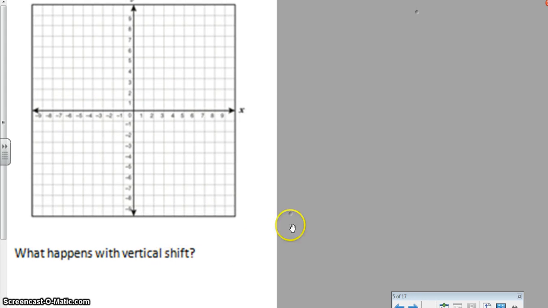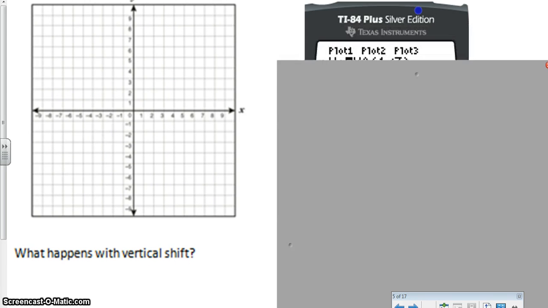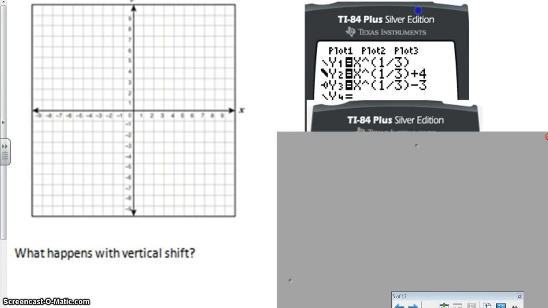Welcome back. What about the vertical shift? Go ahead and put this information into your graphing calculator. Pause the video.